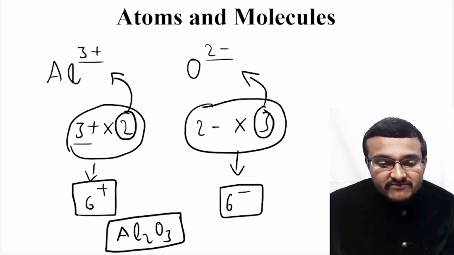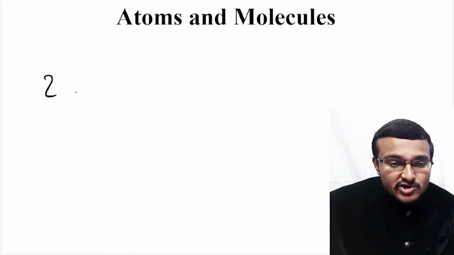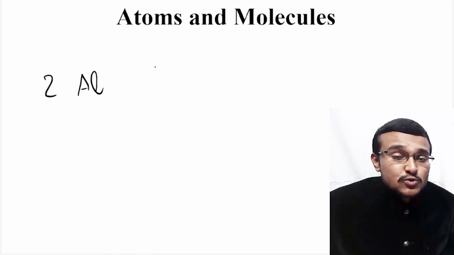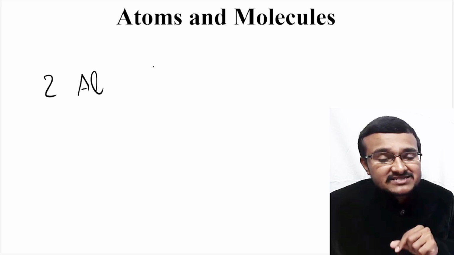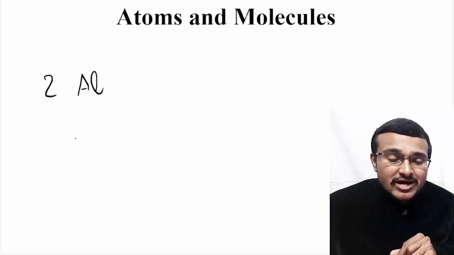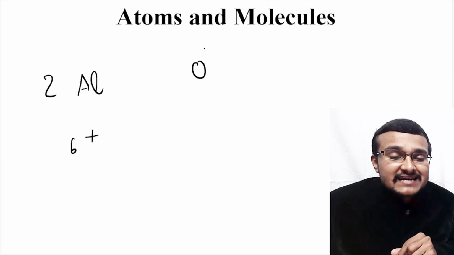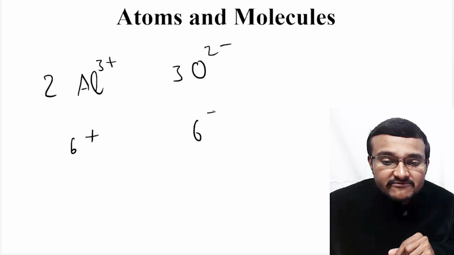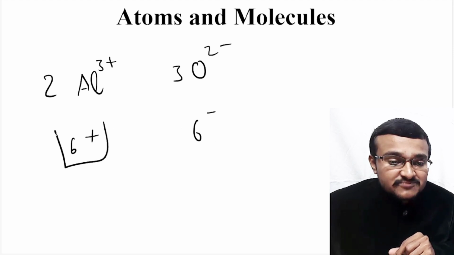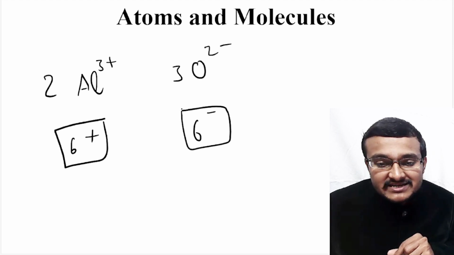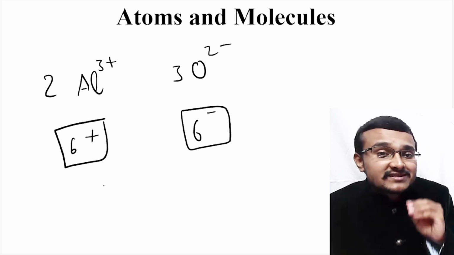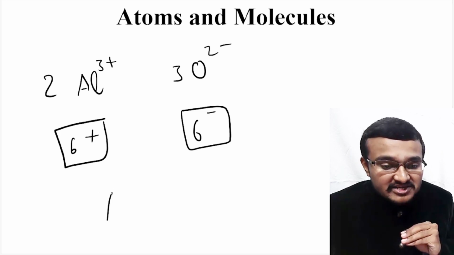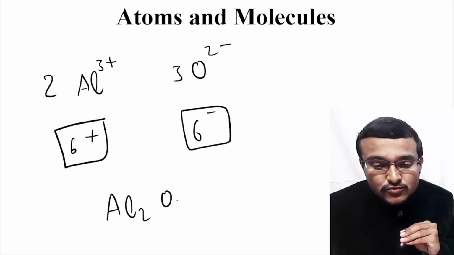So when you take Al2O3, you are considering 2 aluminium atoms. One aluminium atom has 3 plus charge, so when you consider 2 aluminium atoms, it will be 6 plus charge, and one oxygen atom has 2 minus charge. So when you consider 3 oxygen atoms in total, it will give you 6 minus charge. So 6 plus charge and 6 minus charge will get cancelled with each other, so that there will be a stable compound formation, that is Al2O3.